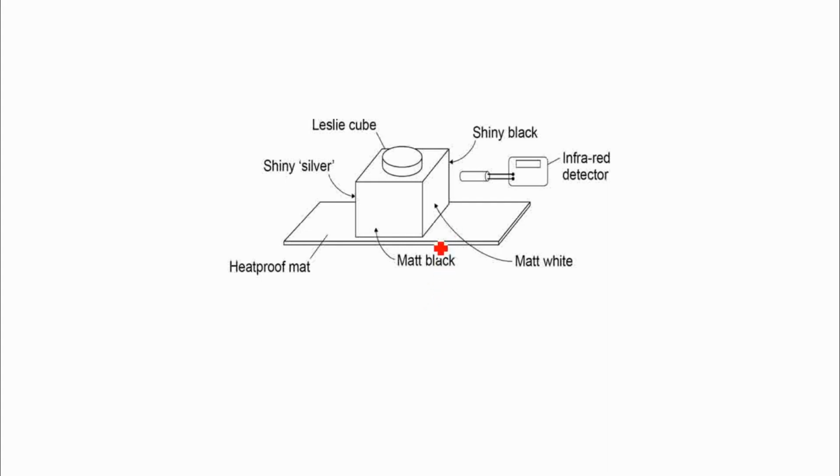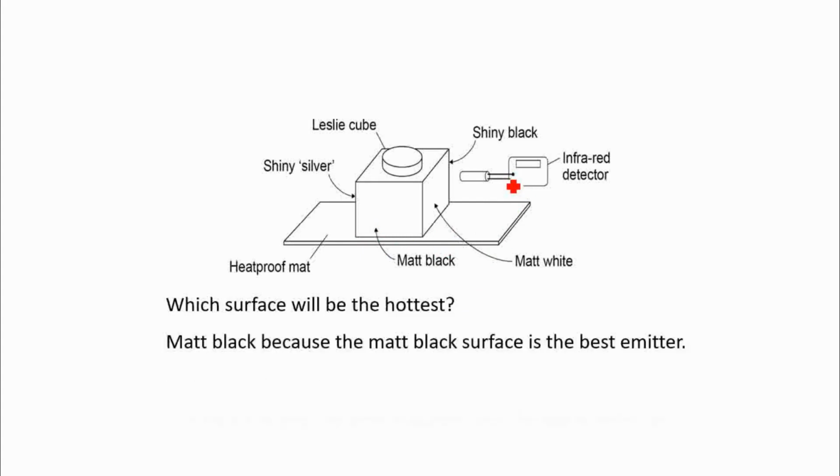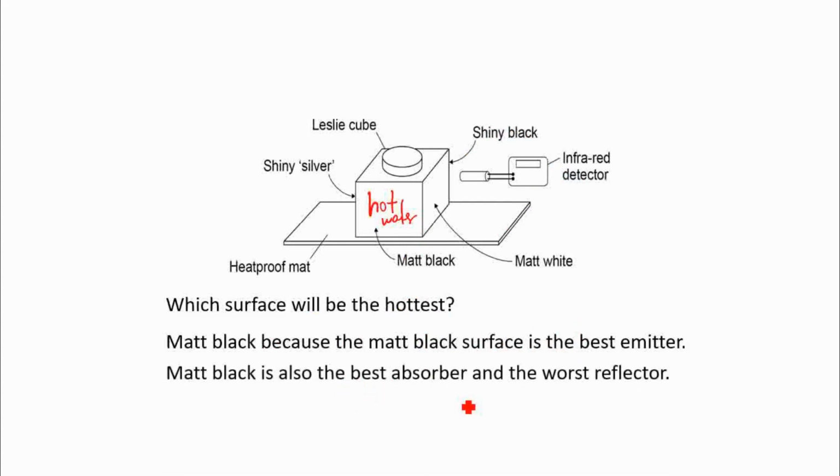All right, another experiment, another practical that you need to have an idea of is this practical here, in which you have an infrared detector, and your Leslie cube is going to have some hot water inside. Your infrared detector goes around and measures the amount of infrared radiation which is coming off. So which surface will be the hottest? Your matte black will be the hottest based on the infrared here, because it's the best emitter. Your matte black would also be your best absorber and your worst reflector.